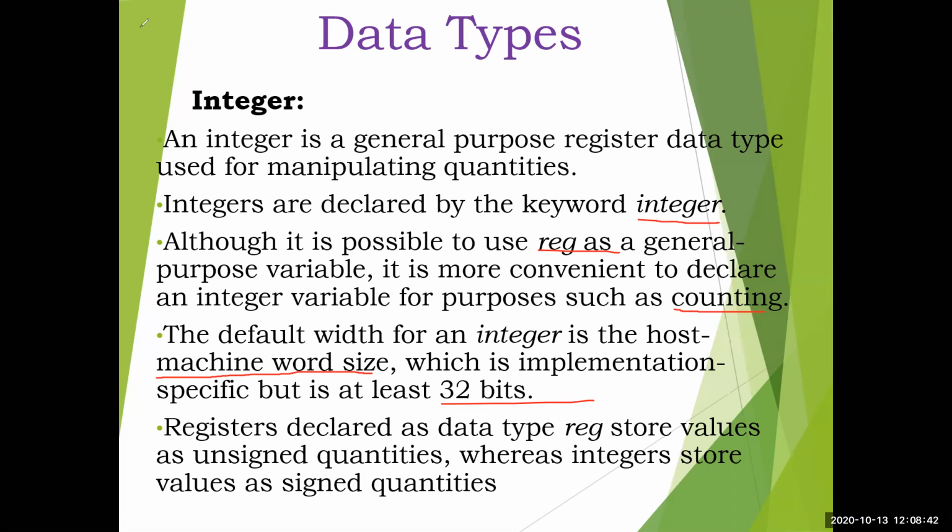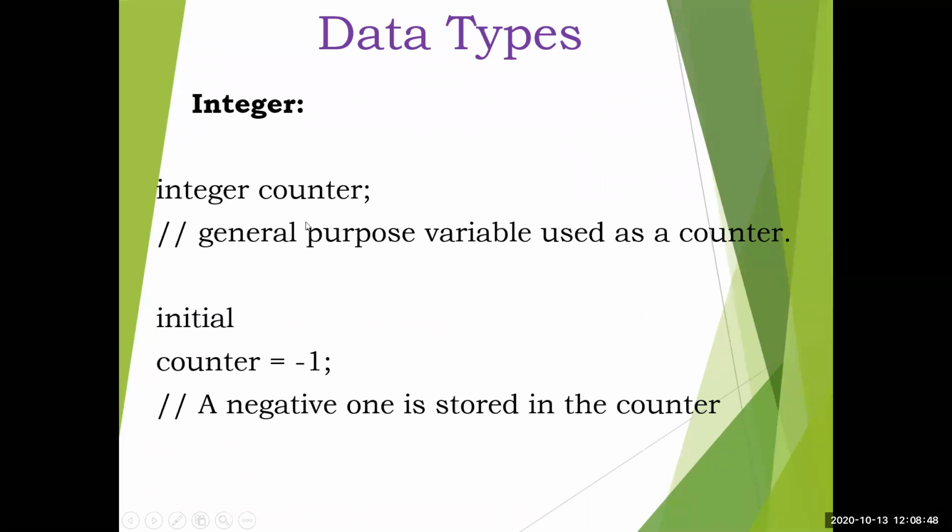If you see this example, integer counter: counter is a variable and integer is a keyword. How can we use that in a part of the program? Initial counter equal to -1. In case it is declared as register counter, then counter will store it as 1 itself, not with the minus sign. Since it is declared as integer, it will be able to store -1 in the counter.